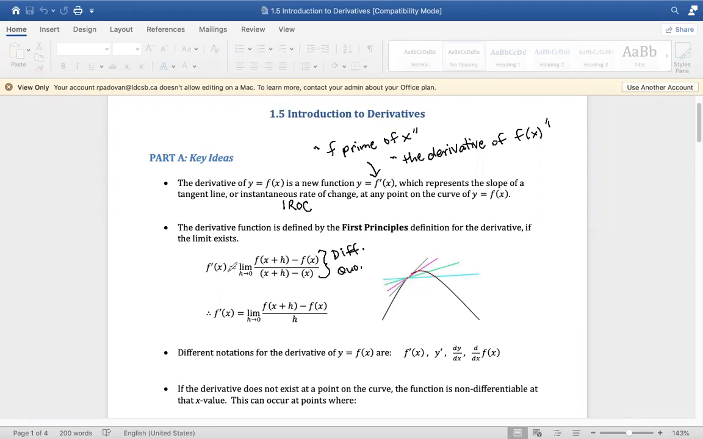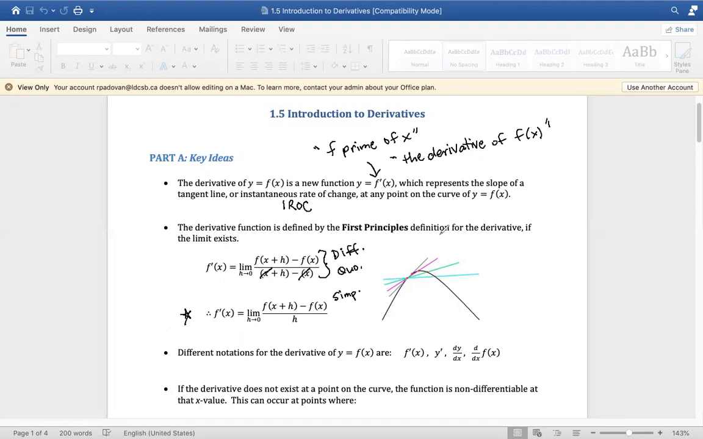F prime of x now is equal to the limit as h approaches 0 of f of x plus h minus f of x, all over x plus h minus x. But if you remember, if I have x minus x, they cancel out. So this is just the formula that we will use. It's the simplified version. F of x plus h minus f of x over h. And we're going to take the limit of that as h approaches 0 to get my derivative.